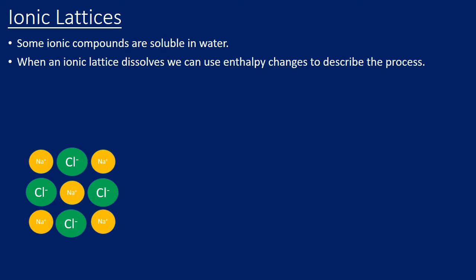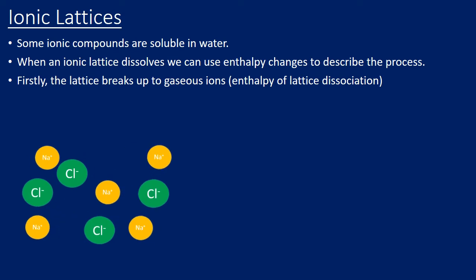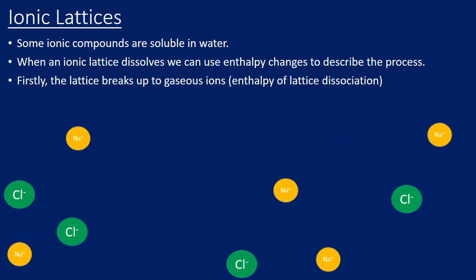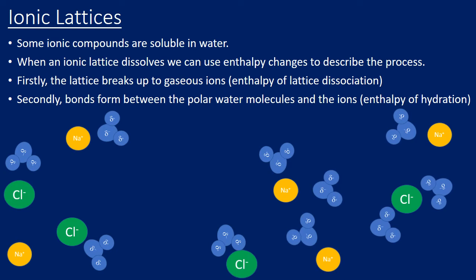When a lattice dissolves, we can actually use enthalpy changes to show the steps that are taking place. So we could visualize this. Now, this doesn't actually happen. It doesn't turn into a gas before it dissolves, but in terms of enthalpy changes, we can visualize the lattice breaking up into gaseous ions, which would be the lattice dissociation. And then bonds will form between polar water molecules and the ions. So we have lattice dissociation followed by enthalpy of hydration.